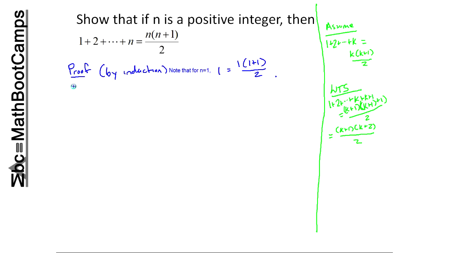Okay, so now what we want to do is start writing the real part of the proof. So I say, okay, so suppose the formula works for n equal k.